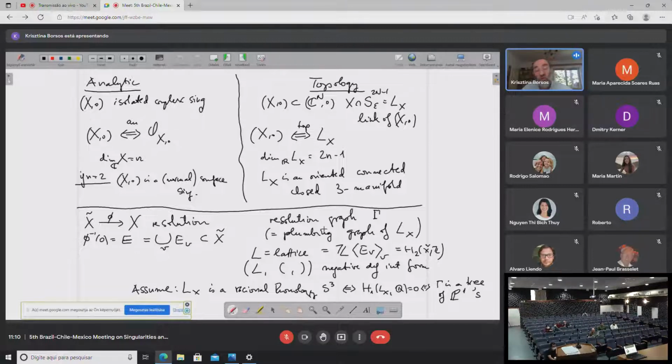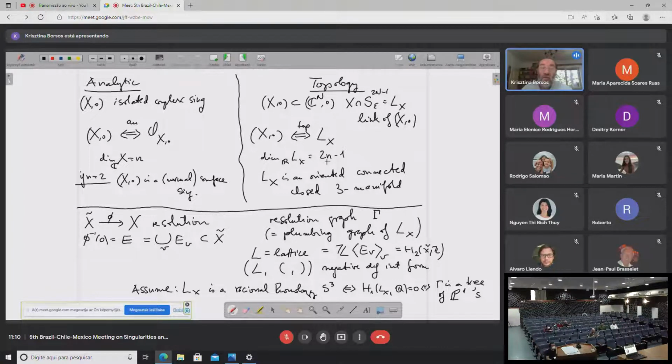And the resolution graph somehow is the combinatorial data about the resolution, and it also gives a graph. And if we consider this graph as a plumbing graph, then the plumbed three-manifold associated with this graph is the link. So somehow the link is the same as the resolution graph.